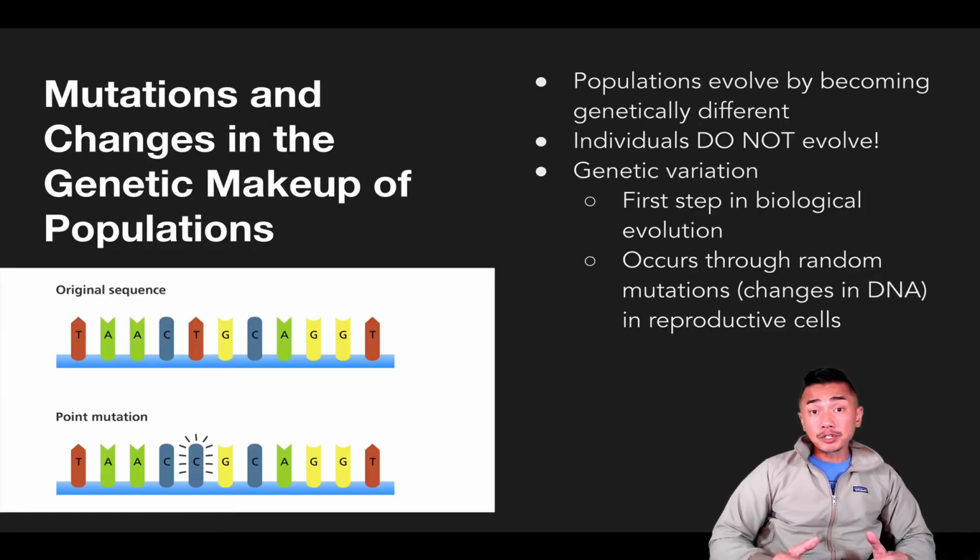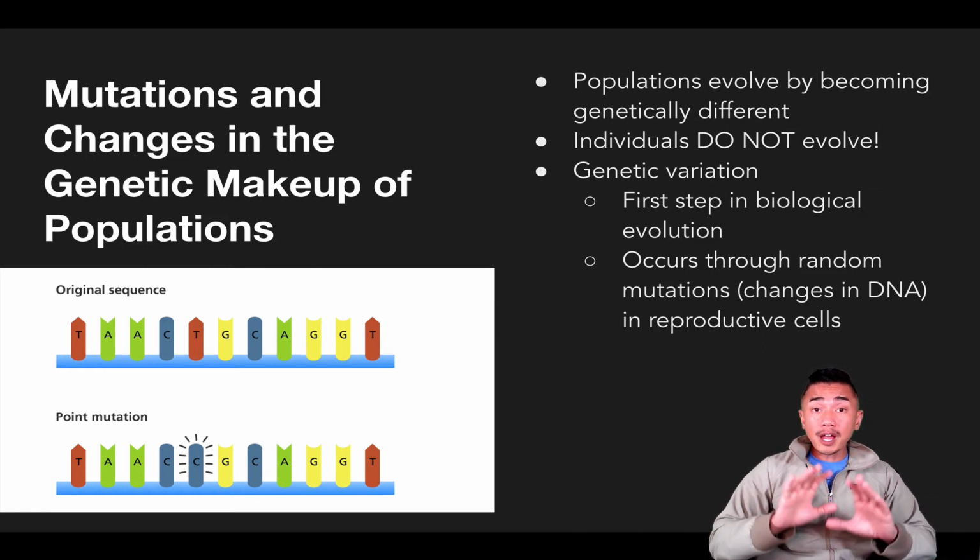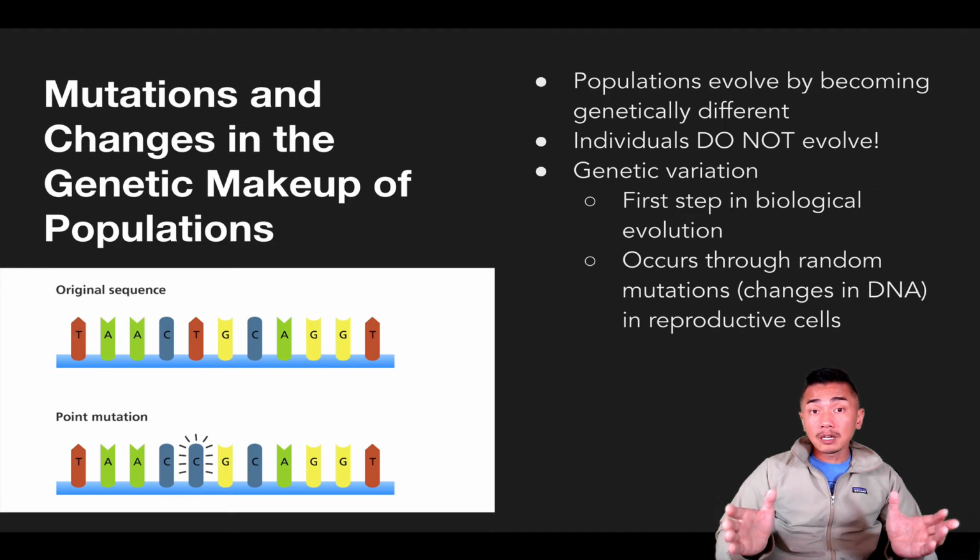A population is a group of individuals of the same species living in the same geographic area. Populations evolve by becoming genetically different from other similar populations. In this definition of evolution, make sure you understand that individuals do not evolve. Giraffes in general get taller, not one giraffe here or one giraffe there.